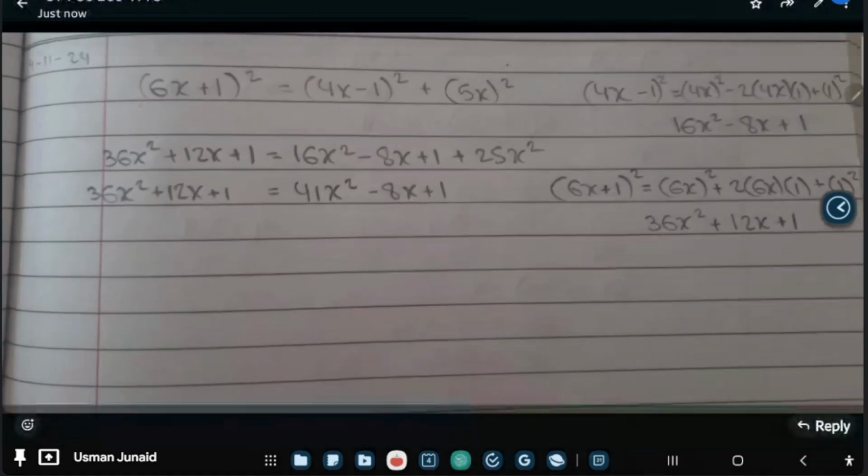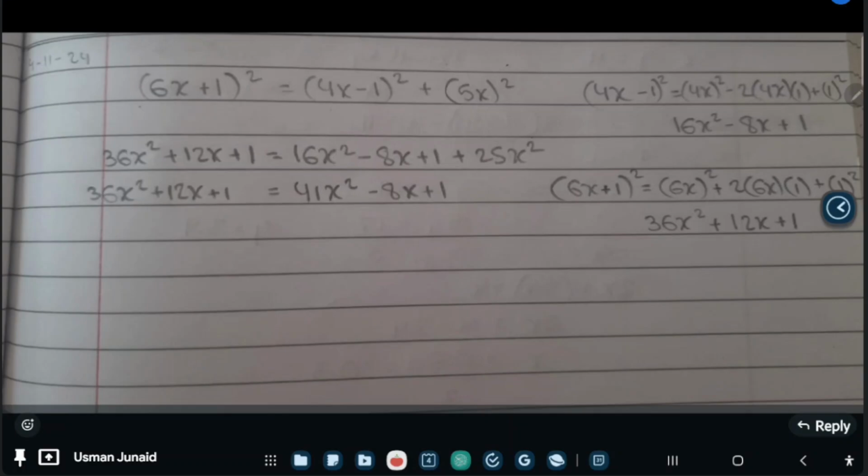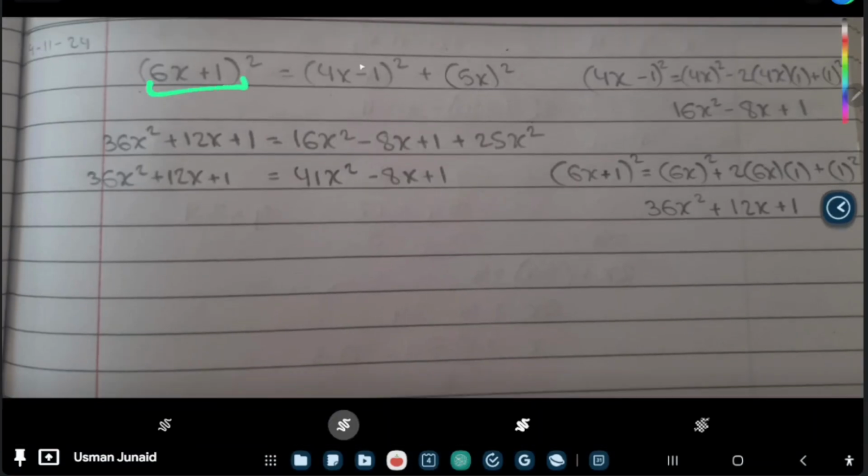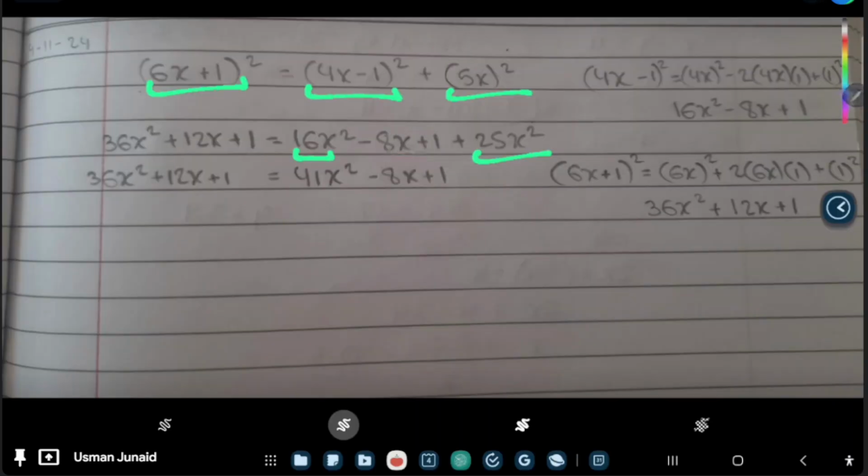Okay. So yes, you've done this right. This is the hypotenuse. This is the other lines. So this is 25x square exactly, 16x square minus 8x plus 1, okay, and you have 36x square plus 12x plus 1. Okay, good. So what do you think you do यहाँ से आगे?